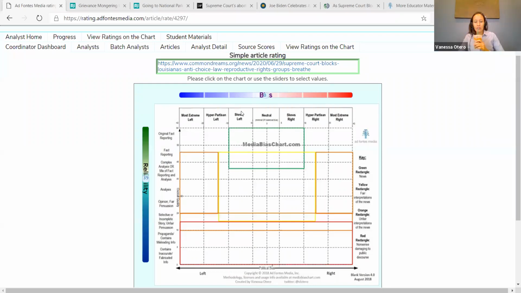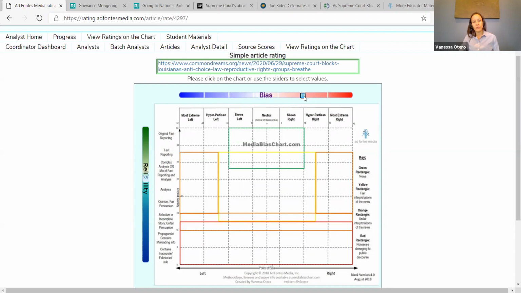We've got a skews left. Any other thoughts? Skews left, hyperpartisan left. Okay. Hyperpartisan left. Okay. Skew left. All right. So we're in the ballpark here. Okay. And depending on your own personal views, you're going to see some variation, and that's totally fine. But no one's saying this is right, correct?